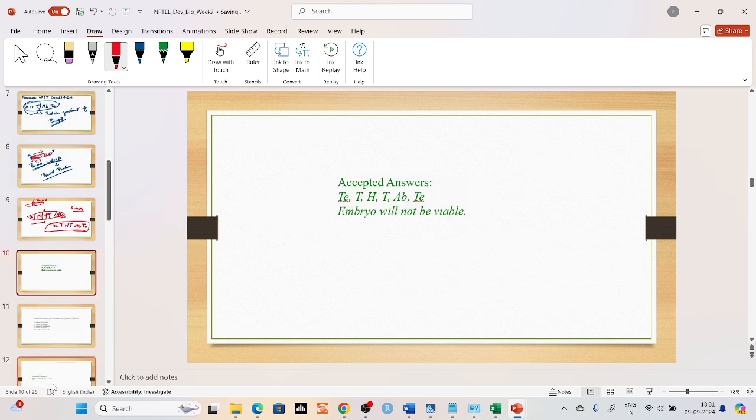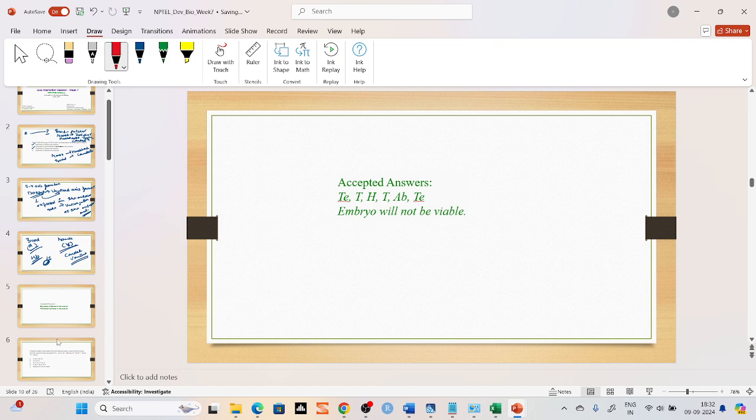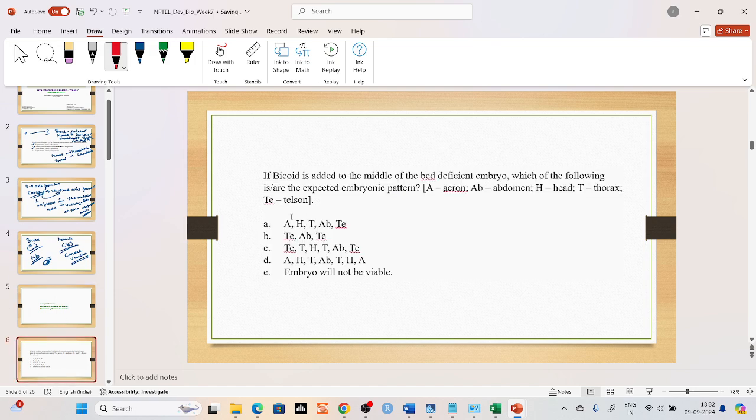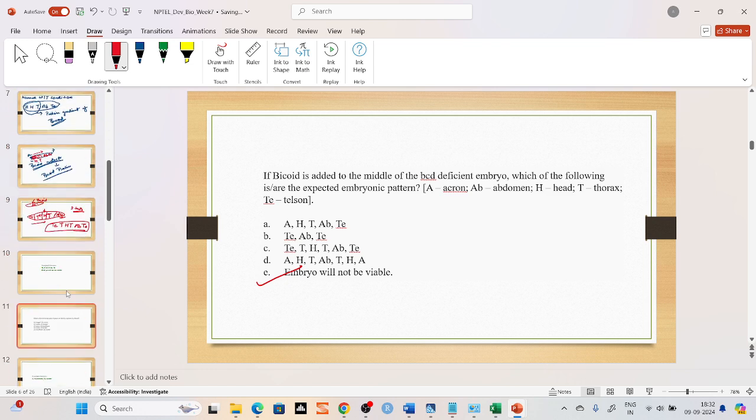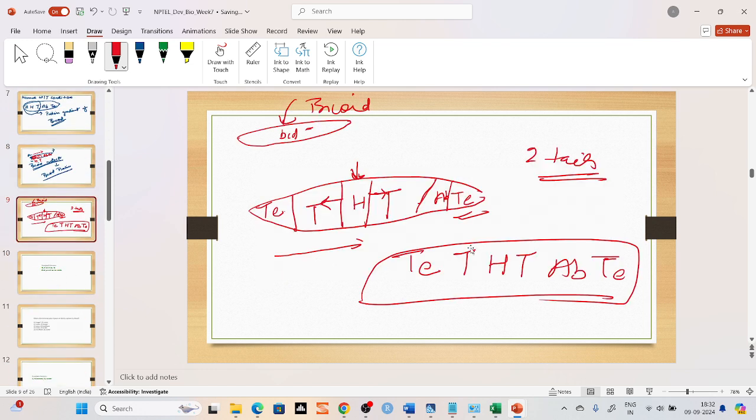Yeah. Because the anterior and posterior formation is not proper, obviously the embryo will die. It is not a viable embryo. That is fine. But you need to understand this part that I tried to explain to you.